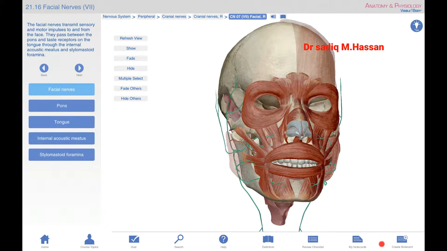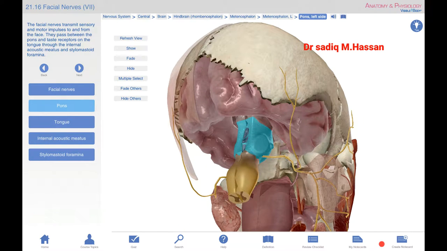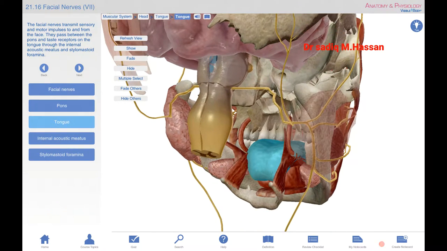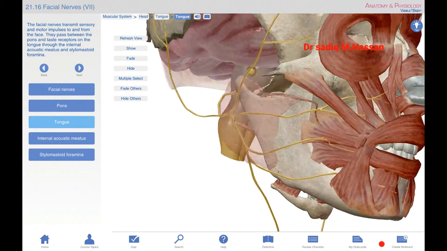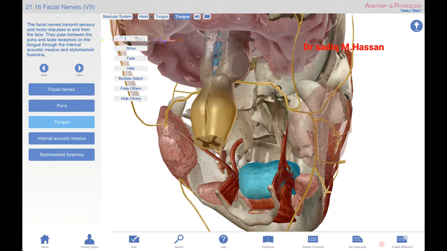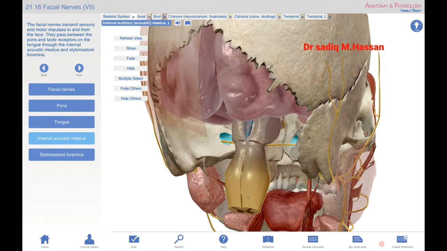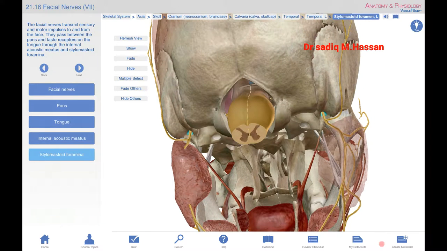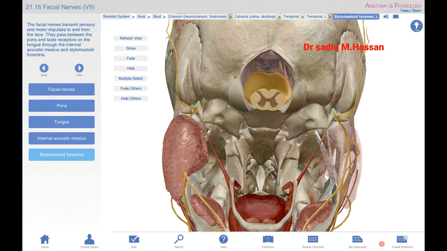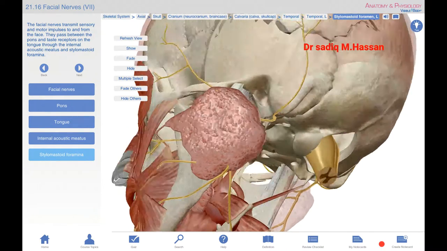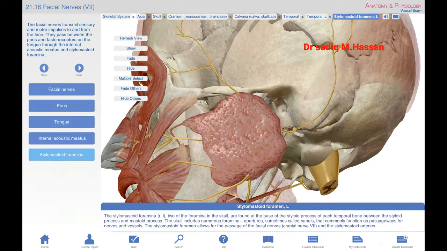So where do they come from? From the pons, very good. Where do they go? They take special sense, which is taste, so that is the tongue. And where do they exit? The internal acoustic meatus, and the stylomastoid foramen. Here, stylomastoid. They also supply structures from there.